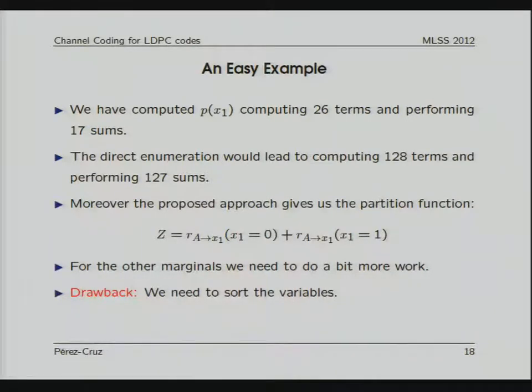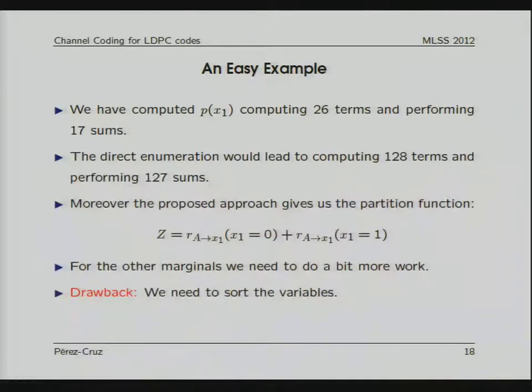The good thing is, as we've been doing this, we also recover the partition function. The C value, which is going to be the same one for all of them, we can get from the sum of these two values. Okay? And for the other marginals, we have to do a little bit more work. Actually, if we wanted to get x2, we have to rearrange the sums in a different way. If we wanted to get x7, we have to rearrange the sums in a different way.